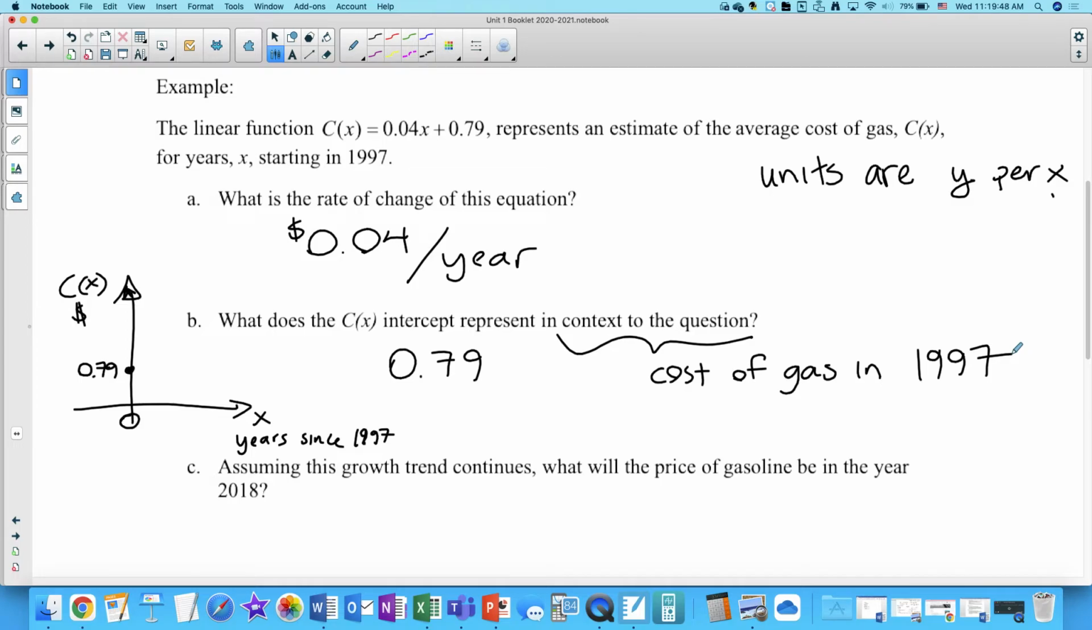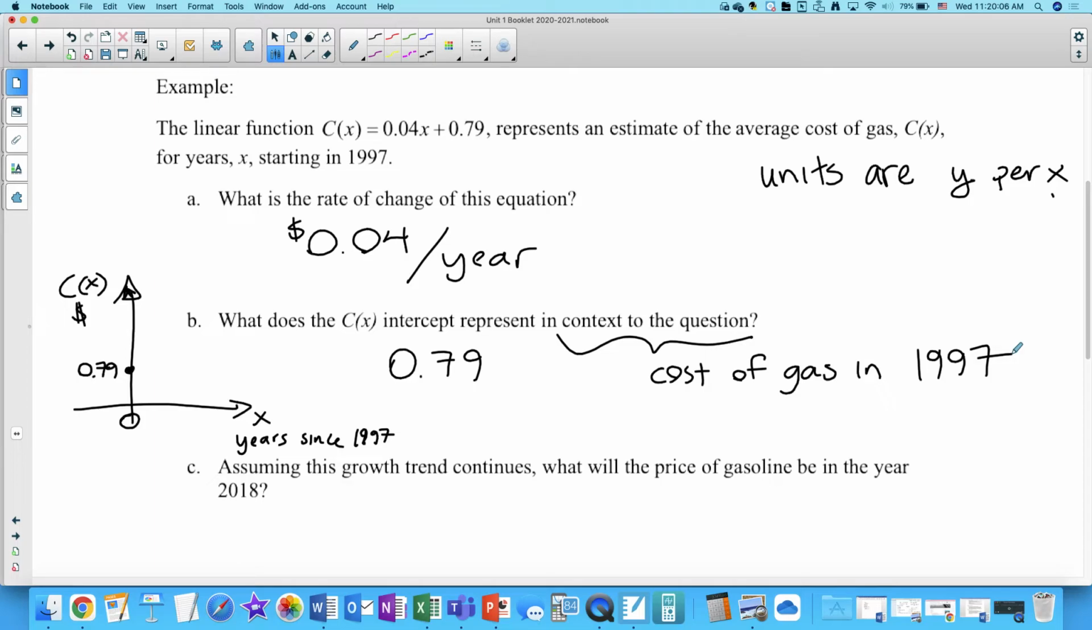But in general, particularly if the x variable represents time, this is going to be at the start. Y-intercept is at the start because on the y-axis, time is 0. Okay? All right.